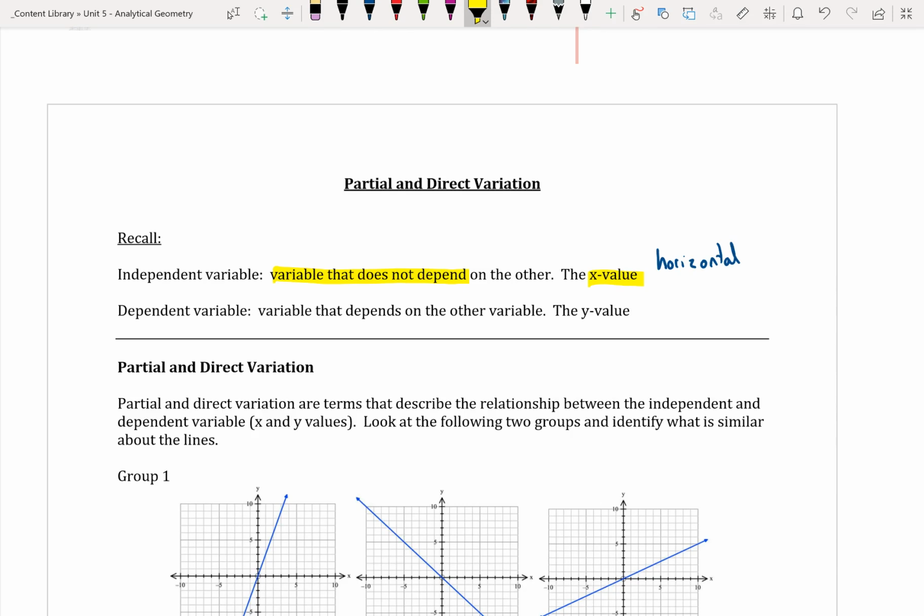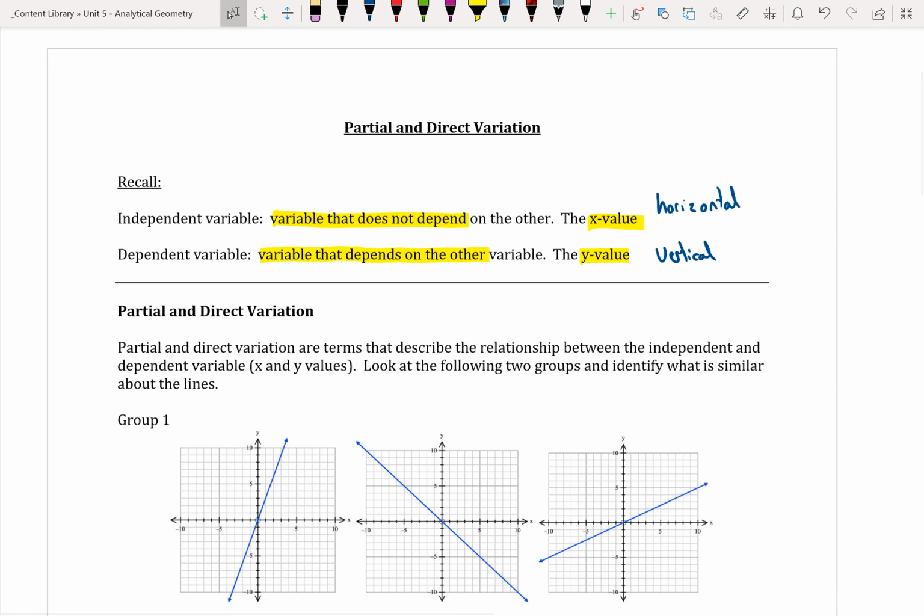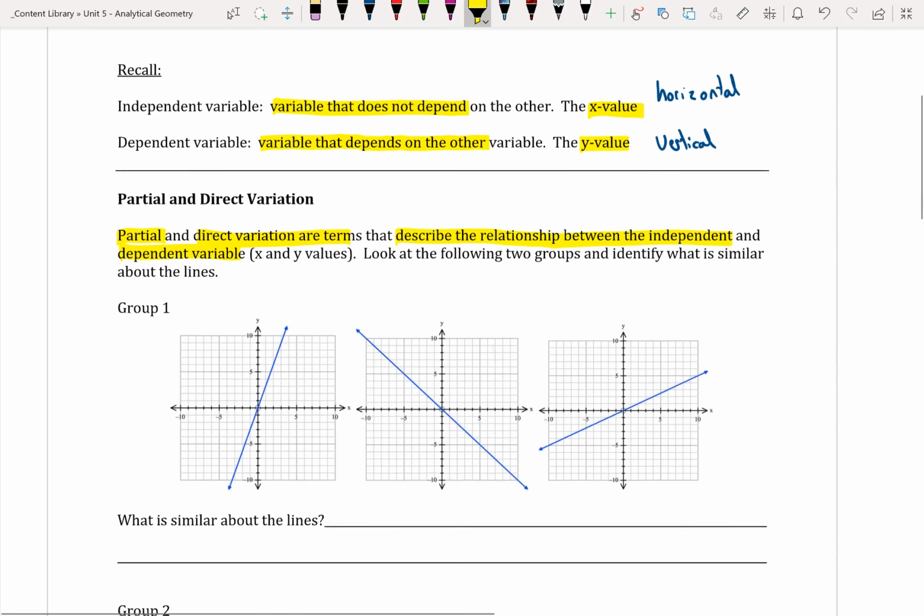The dependent variable is the variable that depends on the other, or in other words, the y value, and we can also think of it as the vertical, right? Because our vertical axis is the y-axis. So partial and direct variation, they are terms that we can use to describe the relationship between the independent and dependent variable. So what we're going to do is look at two groups of graphs and kind of identify what's similar about these groups and apply it to our two terms.